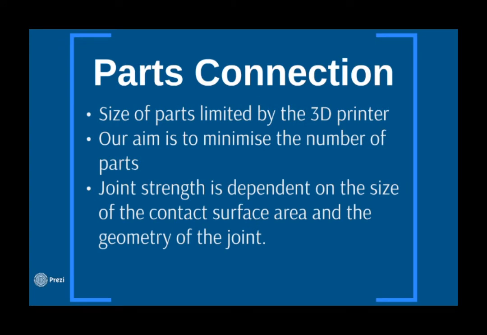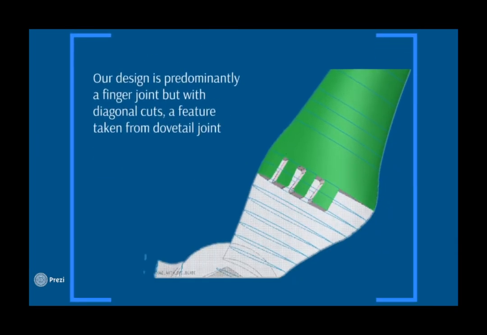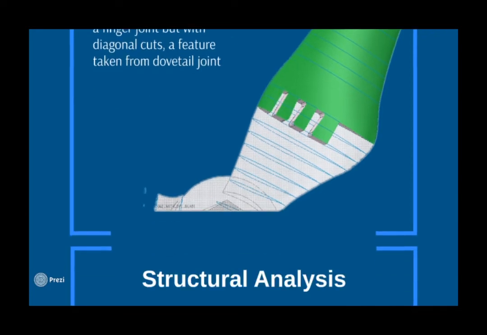The two ways of joining the components are glue-in, which requires a large surface area, or a self-locking joint, which will create higher stress concentration. Our final design is a hybrid finger and dovetail joint near the thickest section of the blades.